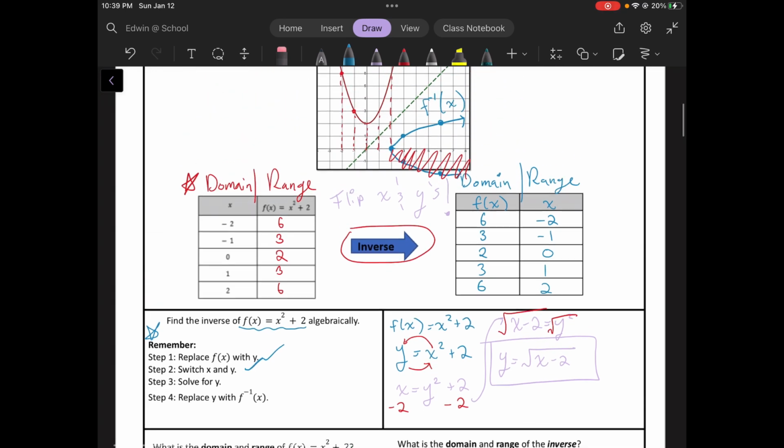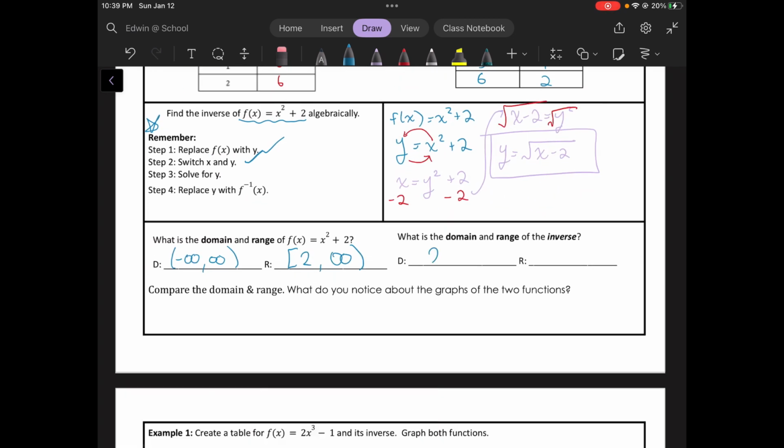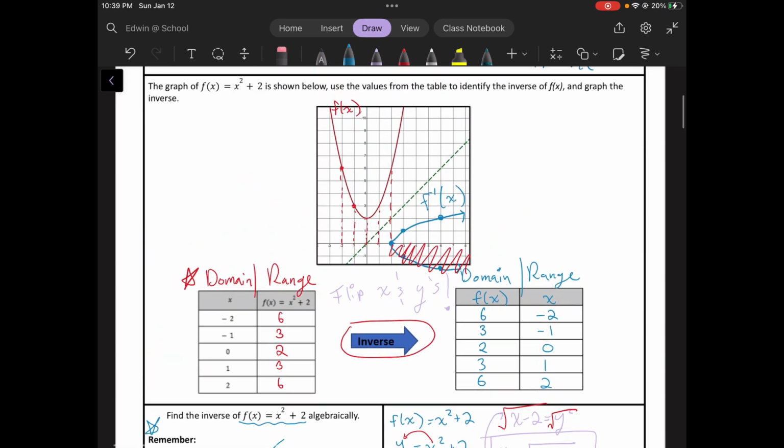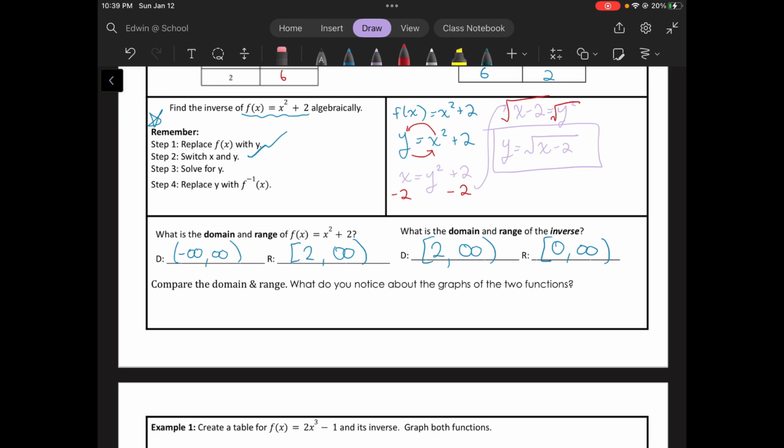Now the domain and range of the inverse, if we look at it, the furthest point is going to be 2 on the left, and then it's going to go off to the right to infinity. And now if we look at the range, the lowest point is going to be 0 because it starts on the x-axis. Then it goes upwards forever to infinity. And now we notice that the range of the function and the domain of the inverse are the same. But that is not true for the domain of the function and the range of the inverse.